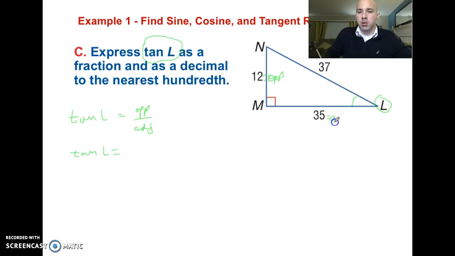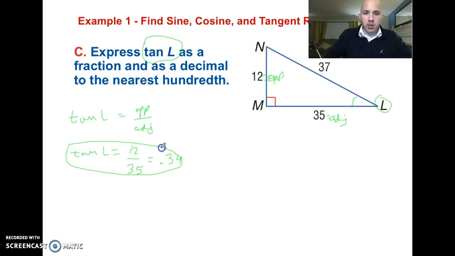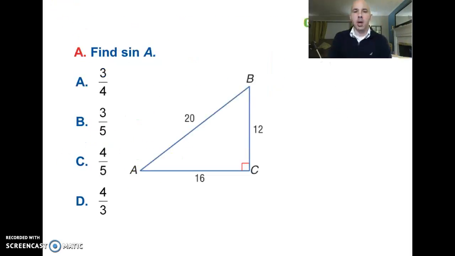So let's substitute values. My opposite is going to be 12. My adjacent is 35. That's one answer. And then my second answer is going to be 12 divided by 35. Round to the nearest hundredth. This is 0.34. And this will be my answer. All right, any questions? Let me know. Thank you.